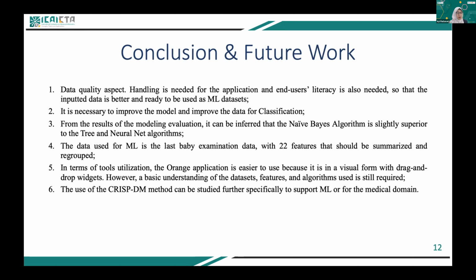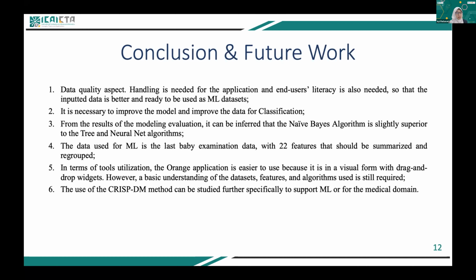I already did modeling evaluation, although this is preliminary modeling. We can see that the naive Bayes algorithm is slightly superior to the tree and neural net algorithms. This is how Orange predicts, and it said that naive Bayes is just slightly superior. Maybe this is our focus in the next machine learning project, if we have a data set that is good enough to do the machine learning.